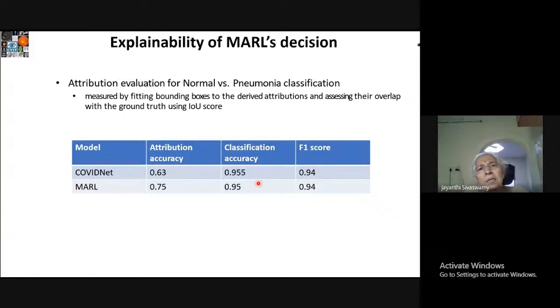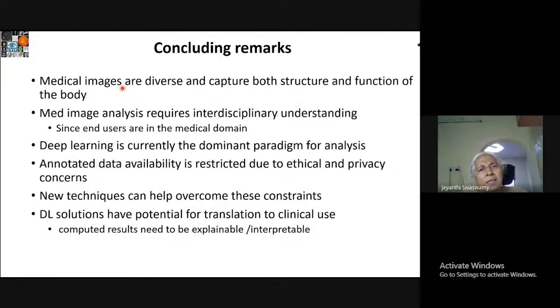Medical images are very diverse because they use a wide variety of excitation sources. They use advances in physics and different kinds of sensors and so on to do the measurements. So they are quite diverse.